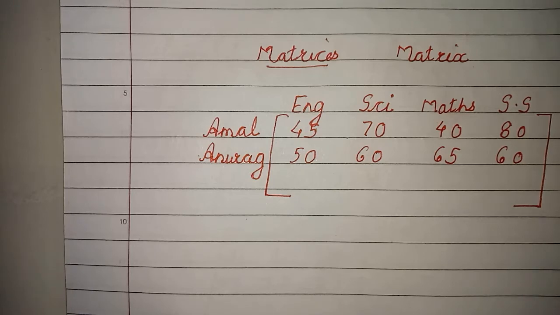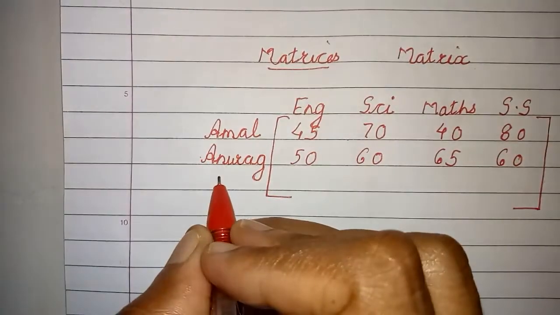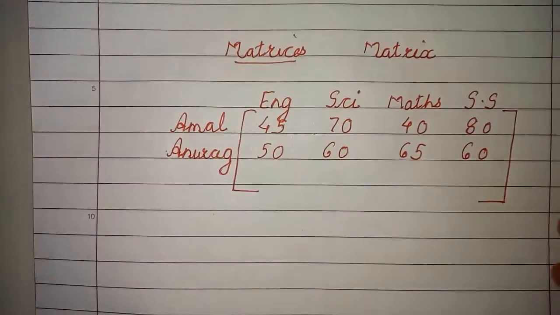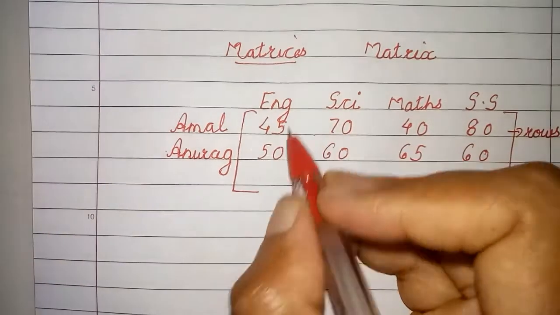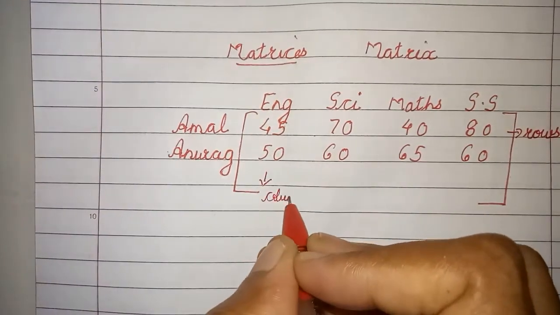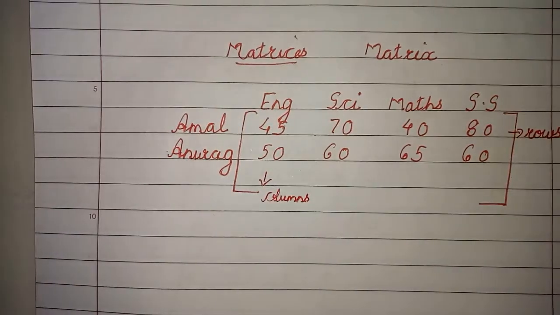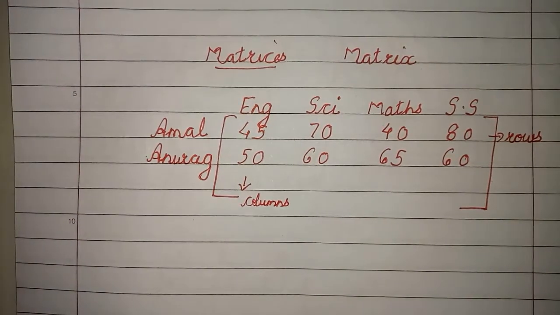So what do you see here, children? Here you can see that I have written Amal's name, Anurag's name horizontally, okay, and the name of the subjects I have written vertically, horizontally and vertically. That means Amal and Anurag's name I have written horizontally, so that is called as rows. Okay, and the name of the subjects I have written vertically, they are called as columns. Okay, so this is one representation of the information I conveyed to you in rows and columns in this format.